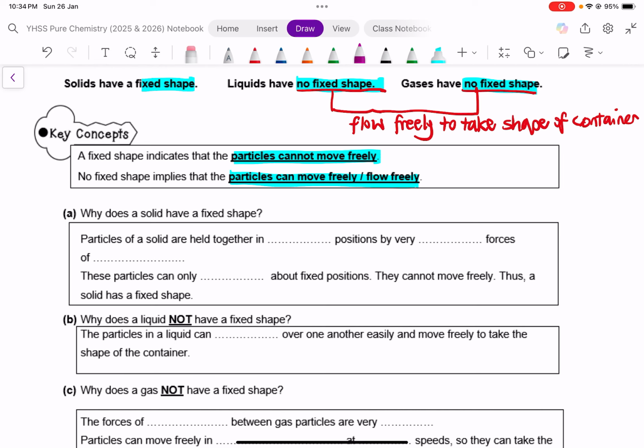So let's begin. Solids have a fixed shape, and this is because particles of a solid are held together in fixed positions by very strong forces of attraction between them. So if you recall, this was what we did in lecture 1. We know that particles of a solid are actually vibrating about fixed positions. And the reason why they are in fixed positions is because there are very strong forces of attraction between them. So the particles are only able to vibrate about fixed positions and therefore cannot move freely. If the particles cannot move freely, a solid cannot flow and therefore has a fixed shape.